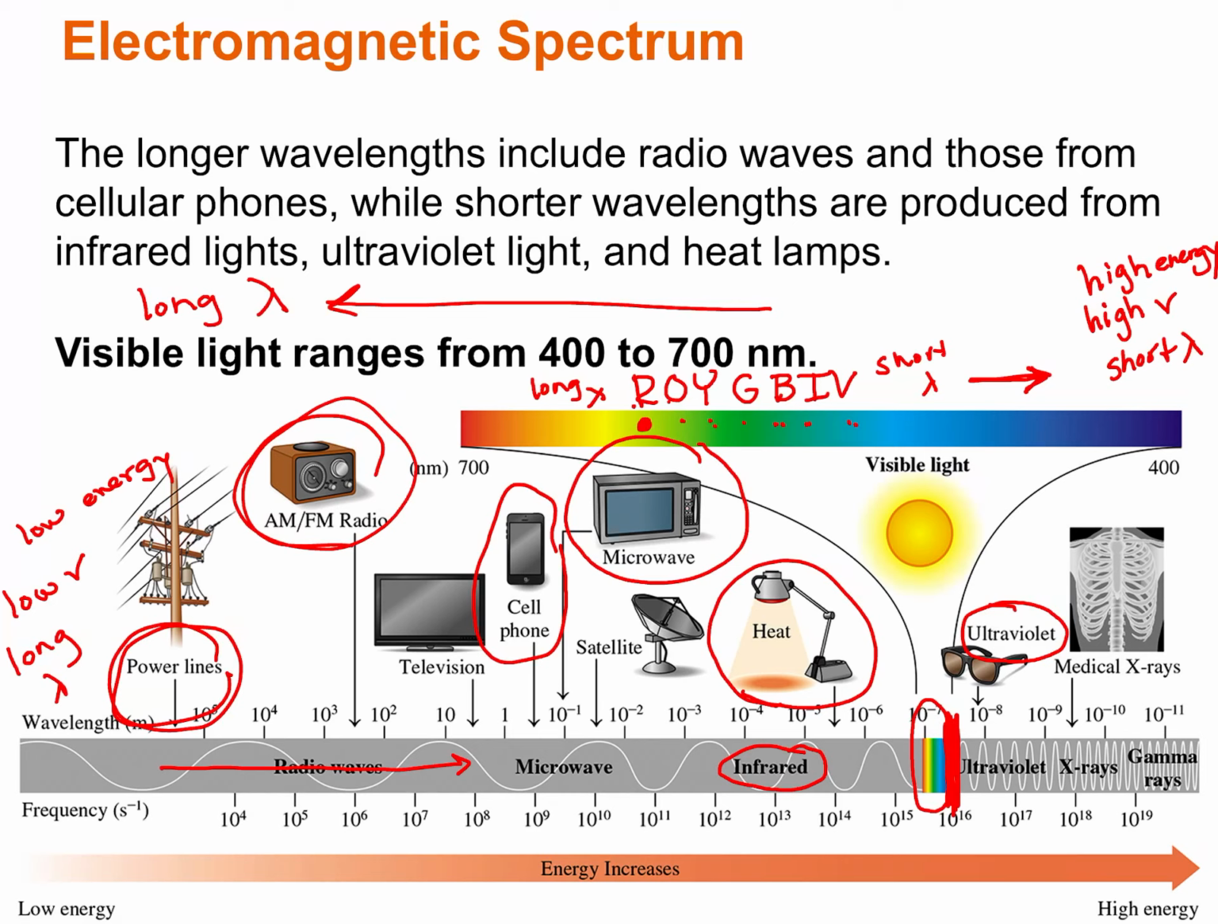Red has the longest wavelength, and it's going to therefore have the lowest frequency and will be the lowest in energy. Violet has the shortest wavelength, which means it will have the highest frequency and be highest in energy. And so we can use these colors to tell us information about how much energy is being released.